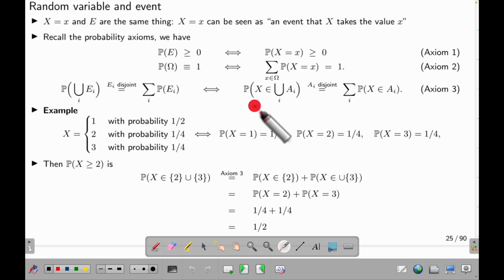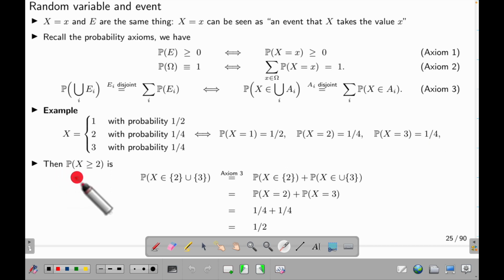We can translate it as the probability that random variable x takes a value in a set, where this set is a union of a bunch of smaller sets. If these sets are disjoint, then the probability of this is the same as taking the probability of random variable x in each set, which gives us a probability, and then we take the sum over all these probabilities. For example, this translates to the probability that x takes the value 1 is half, the probability that x takes 2 is 1/4, the probability that x takes 3 is 1/4.